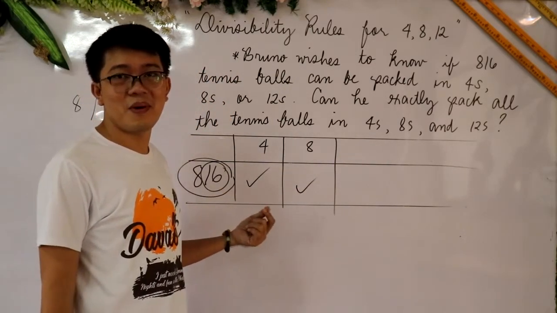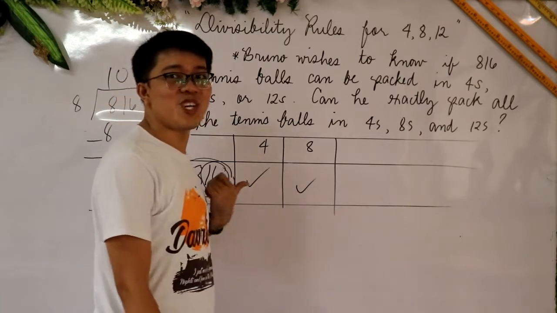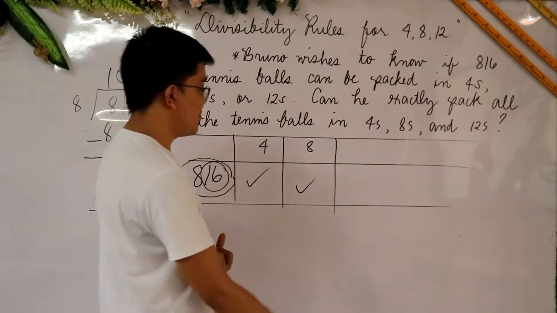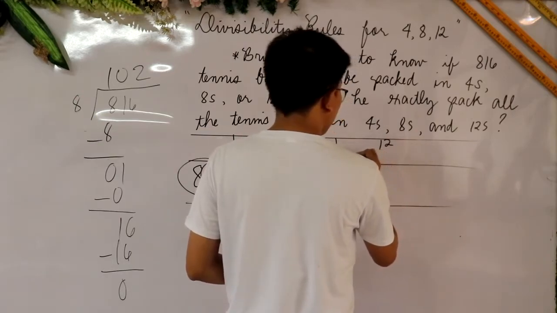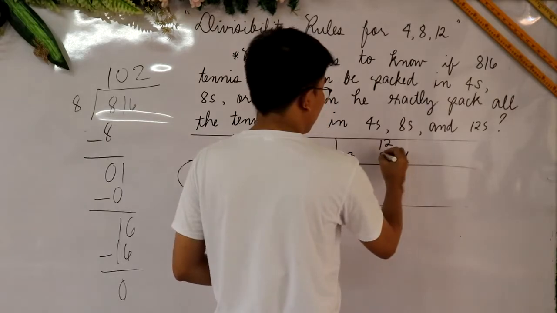Here we go to the most challenging part, checking the divisibility rule number 12. To check the divisibility rule number 12, we have to first check these two.